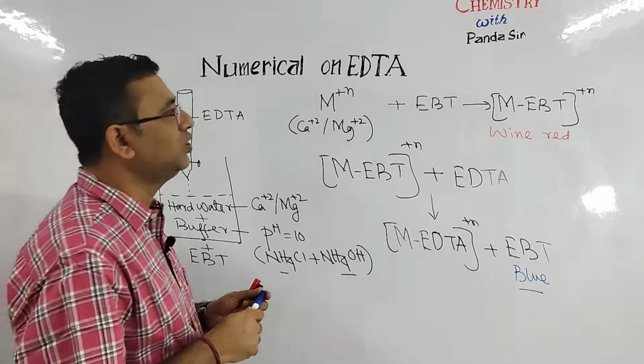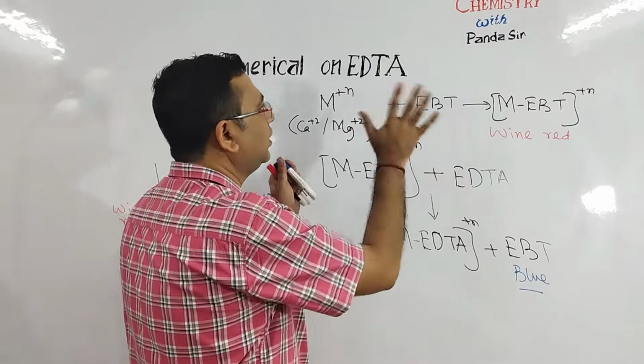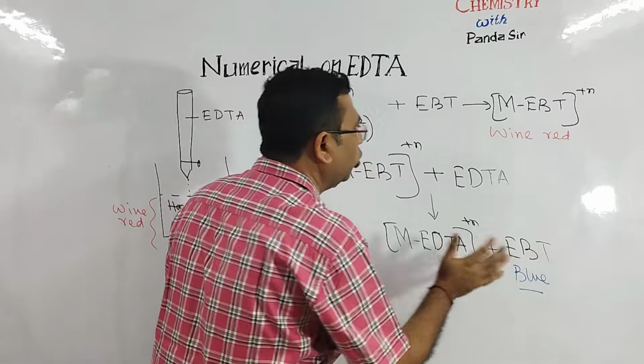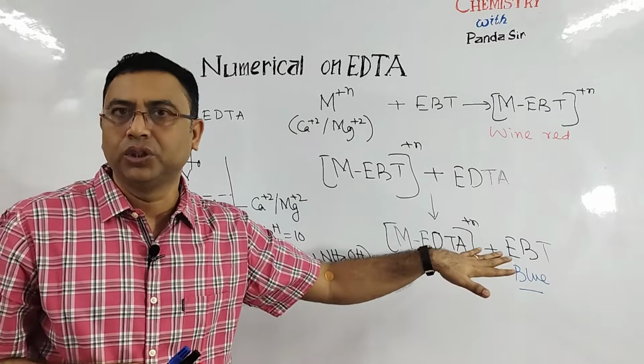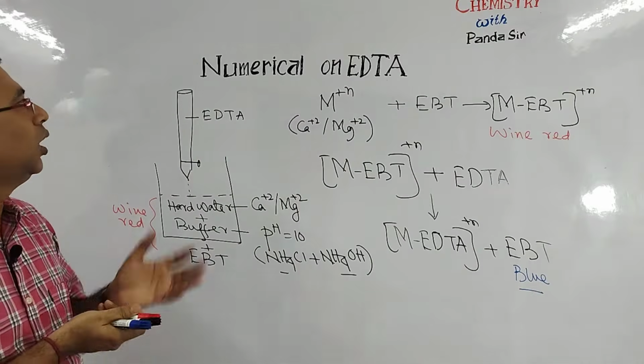So you can see the color change in the entire titration, that is wine red to blue. So this is the process of doing the titration. This is the theoretical part of the EDTA.